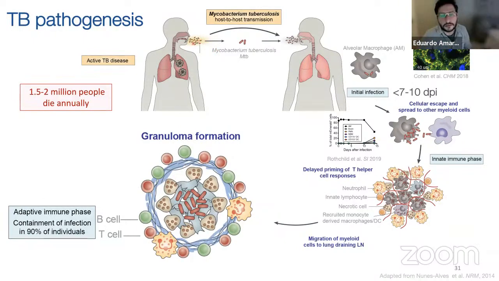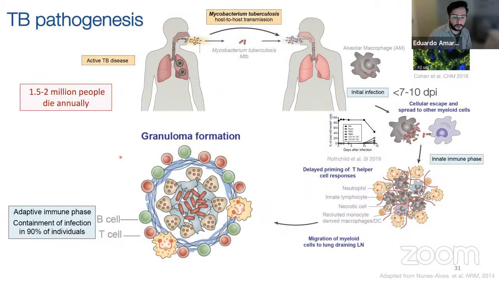So as you may know, tuberculosis is caused by Mycobacterium tuberculosis. MTB is transmitted by aerosol droplets containing the bacilli. And when MTB reaches the lungs, it will infect alveolar macrophages, which later on will die and release the pathogen that now will be able to infect other cells. This will induce a huge inflammatory response that later on will be important for the formation of the granuloma, which is an important structure to avoid bacterial dissemination to other organs.